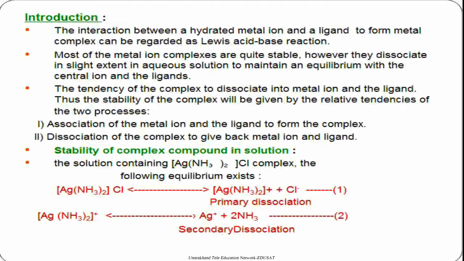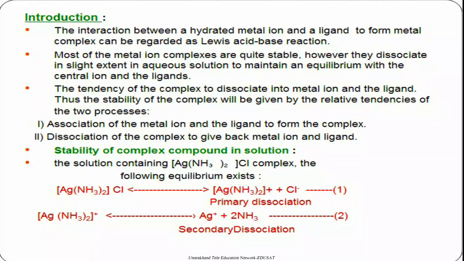As you know, almost all inorganic reactions are ionic reactions and they proceed very fast. But in the case of complexes, the reactions are quite slow, and therefore we can determine their rate and velocity of reactions. Here there are two types of stability of complexes, that is thermodynamic stability and kinetic stability.